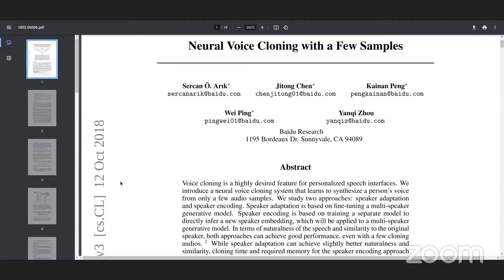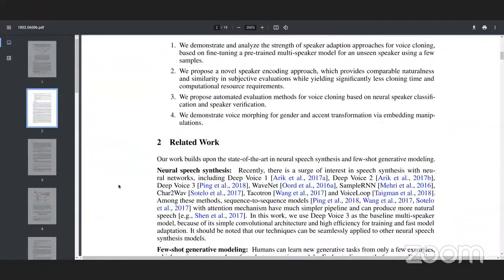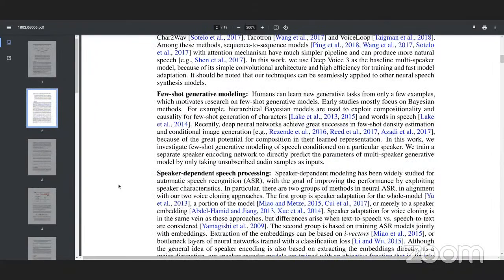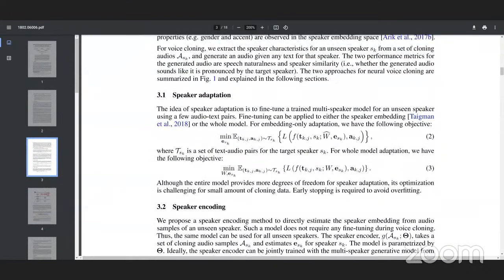If we can go down in this paper, it first talks about related work, for example, the base model, which was the Deep Voice model. We didn't go through that paper as a reference, but we started with the methods which they talked about in terms of adapting it for new speakers. So the first one is speaker adaptation.